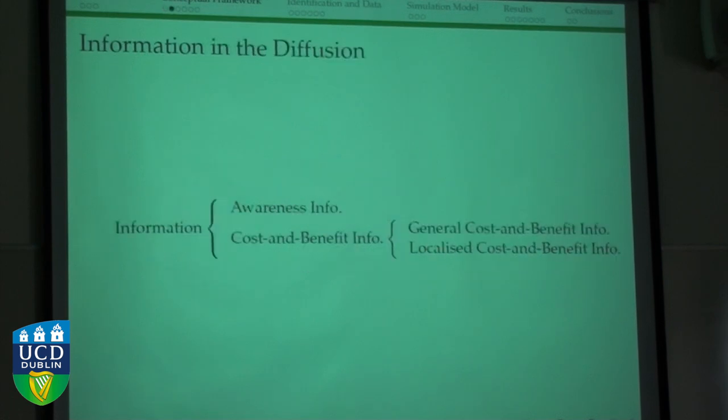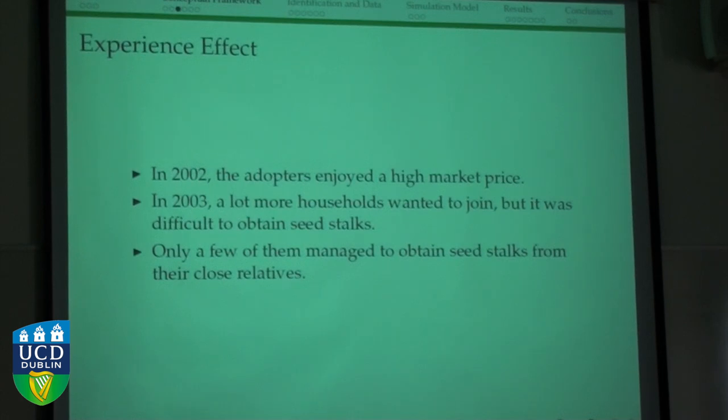And when the diffusion proceeded in 2002, a lot more households adopted the new crop, and they enjoyed the high market price. So in 2002, a lot more households wanted to join. Now they have a problem. They don't have sufficient seed stocks.